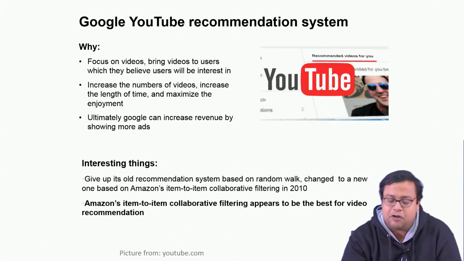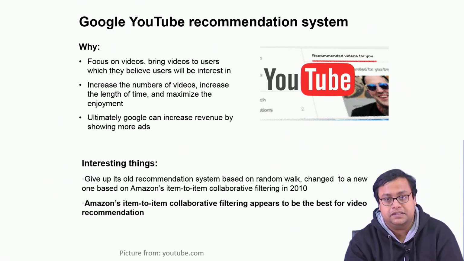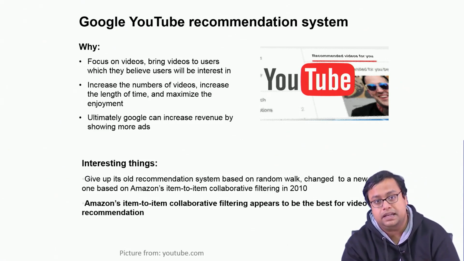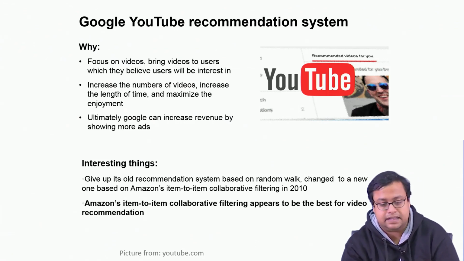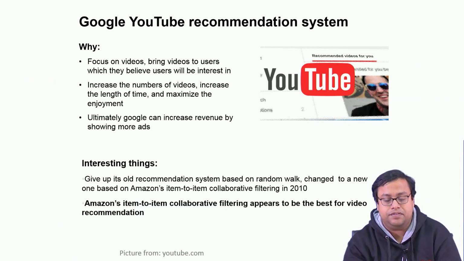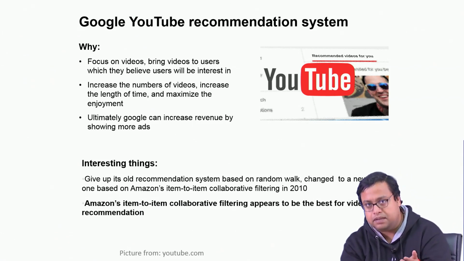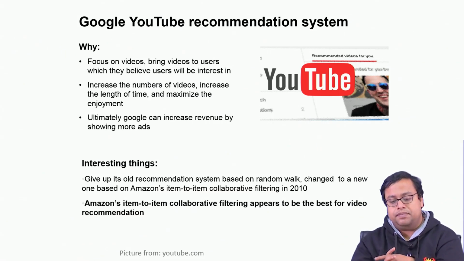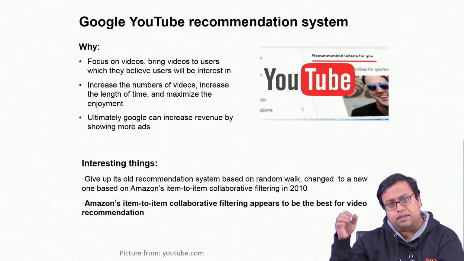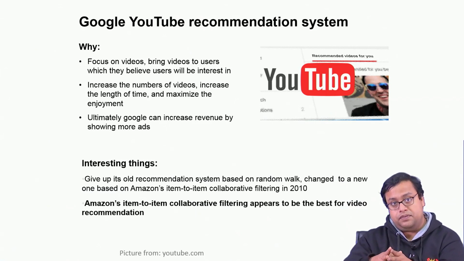How does the Google YouTube recommender system work? It focuses on videos, bringing users videos which they believe users will be interested in. Increase the number of videos, increase the length of time and maximize the enjoyment. This is their motto. Ultimately, Google can increase revenue by showing more ads. The more the engagement, the more ads they can show, the more revenue they can generate. They gave up the old recommendation system based on random walk and changed to a new one based on Amazon's item to item collaborative filtering. In 2010, they made this change. Amazon's item to item collaborative filtering appears to be the best for video recommendation. So, this is somehow the background.